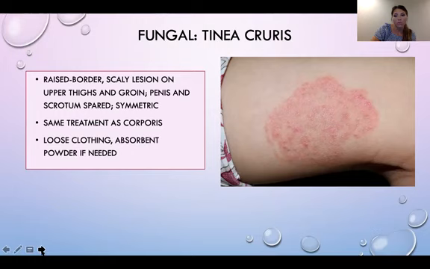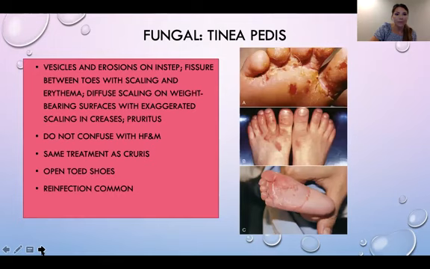So topical antifungals. Big thing here is telling our patients to try to wear loose clothing. Your book talks about doing absorbent powder if needed. That's not something I've ever recommended to my patients in clinical practice, but your book talks about that. So, that could be helpful. You just want to make sure it's talc powder free. So just to help absorb moisture, that could be helpful.